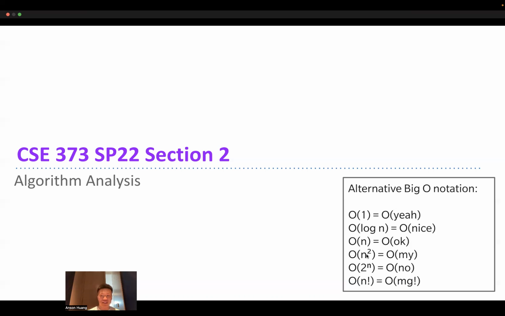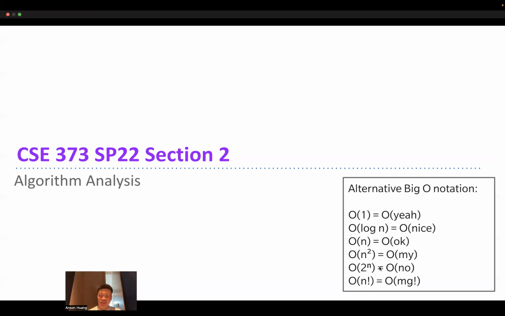O of n squared, your runtime is going to follow a parabolic shape. It's going to grow in a squared manner. So if your input size is 2, it's going to be a runtime of about 4. And as your n gets larger, your runtime is going to grow much faster. So it's getting a little bit slow.